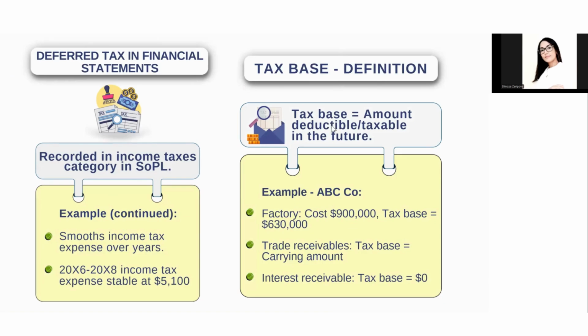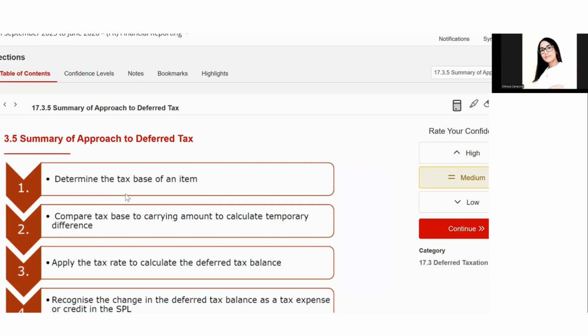And now we'll look at tax base. What is tax base? Tax base is the amount deductible, taxable in the future. So you need to calculate, first of all, determine this tax base of an item, then compare tax base to carrying amount to calculate differences that we did in our example. As you saw, tax allowance were different than those depreciation amounts that company was charging, right? Then apply on the differences the tax rate to calculate the deferred tax balances.